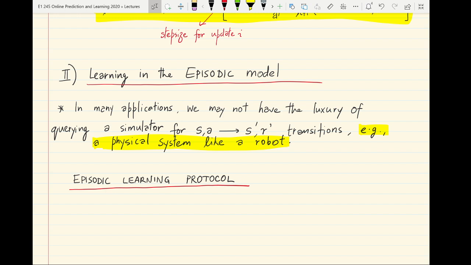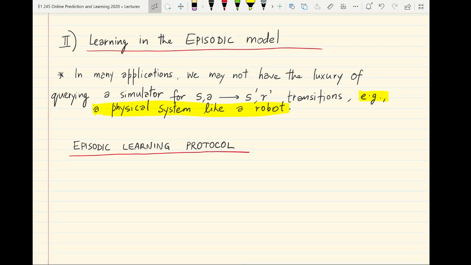And it is not often feasible in real life settings to actually place such a system in the exact configuration of a given state S and then experiment and see what happens when you play a certain action. So, it may not be possible to easily force the system to get into a certain state. On the other hand, the episodic learning protocol is something that is more suited for that.